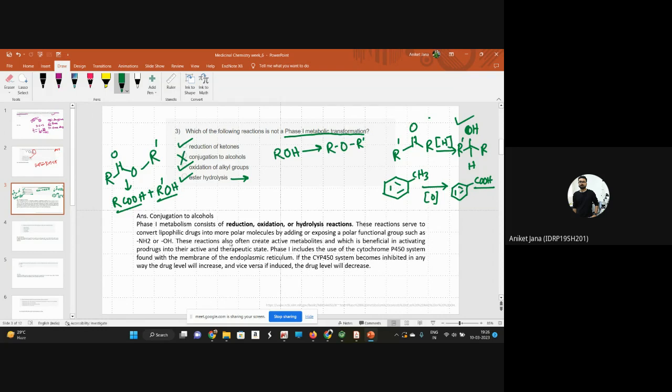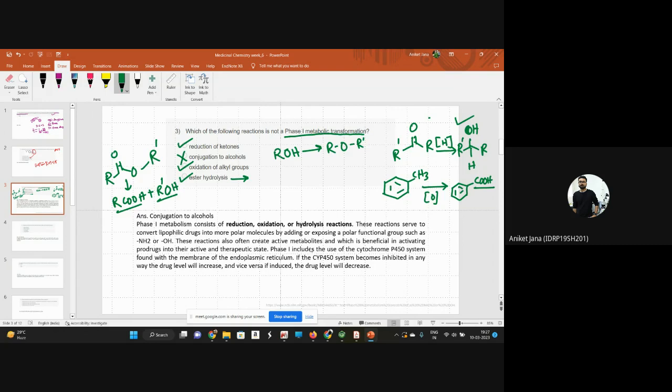Okay, this reaction also often creates active metabolites, which is beneficial in activating pro-drugs into their active and therapeutic state. Phase 1 includes the use of the cytochrome P450 system found in the membrane of the endoplasmic reticulum. If the P450 system becomes inhibited in any way, the drug level will increase and vice versa. If induced, the drug level will decrease.